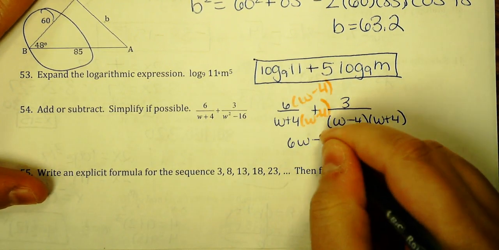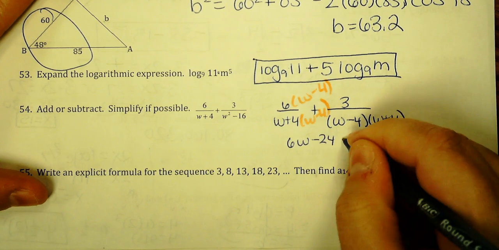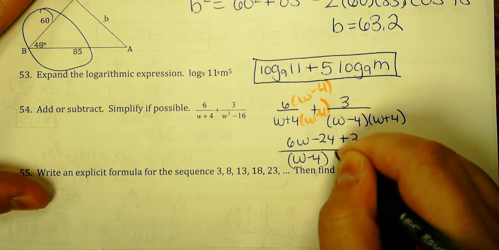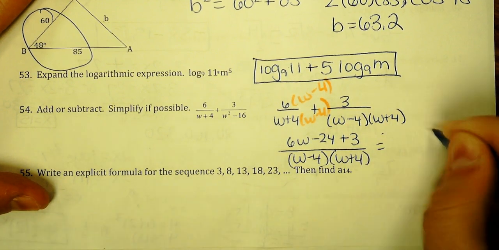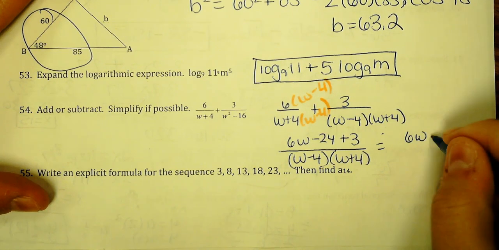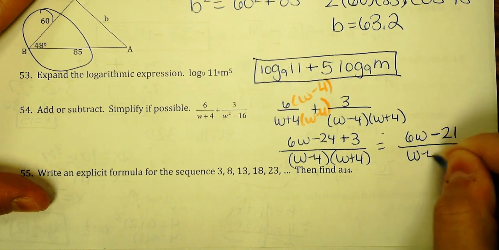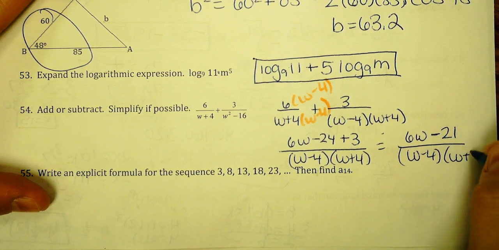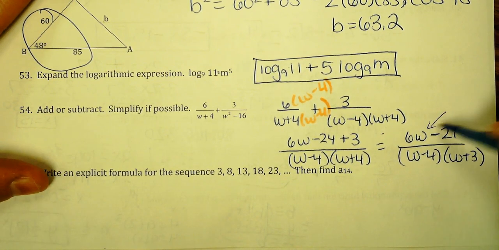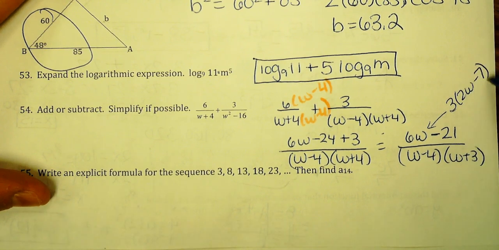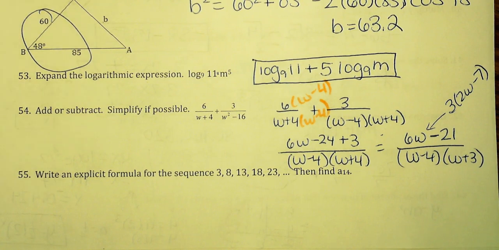Okay, so the top of this fraction is going to be 6w minus 24. That'll be the first one. Plus 3, all that over the w minus 4, w plus 4, and you could just simplify this a teeny tiny bit. This is going to be 6w minus 21 over w minus 4, w plus 3. Both of these guys are divisible by 3. So you could maybe do that if you wanted to, but that's not going to cancel anything out on the bottom, so I would probably just leave my answer like this.